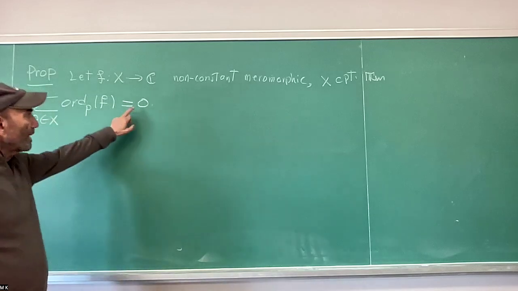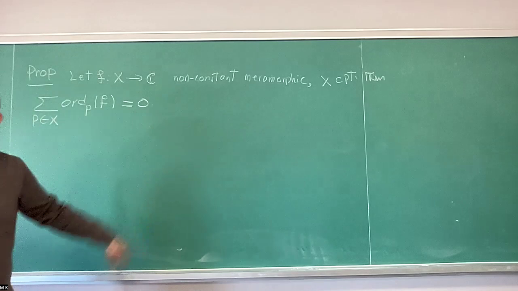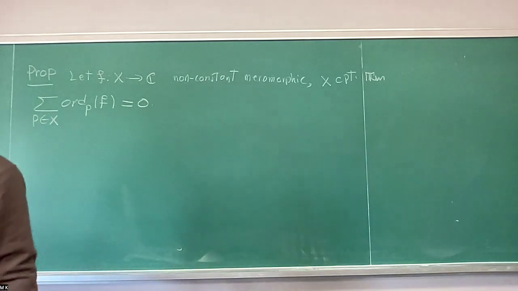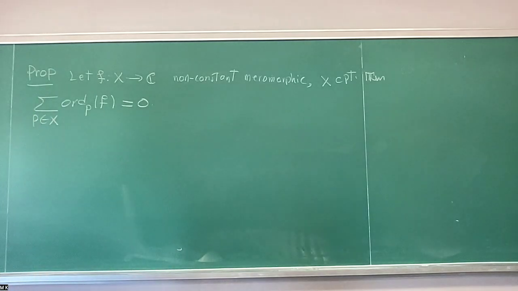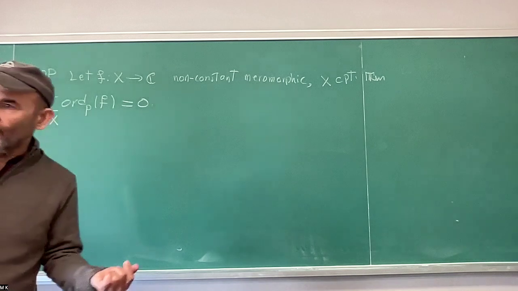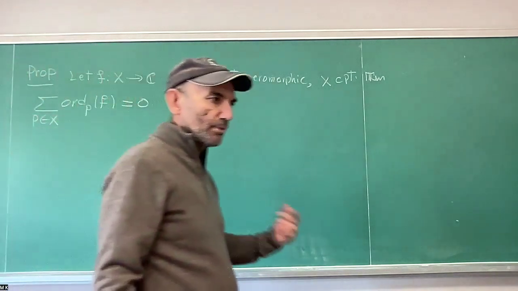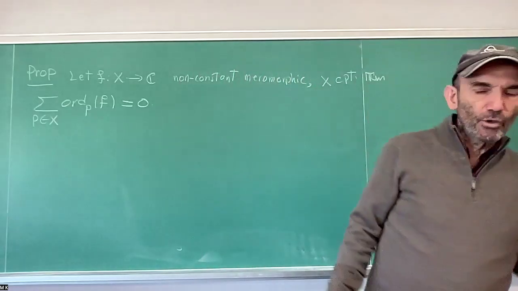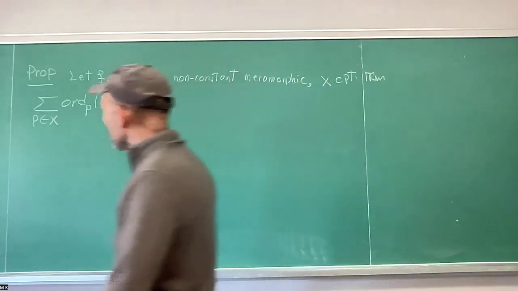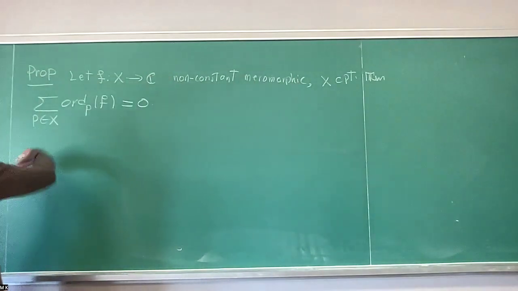And you remember that we checked this formula at least in one case, right? What was the case we checked it? When X was C hat, the Riemann sphere, and f was a rational function on C hat, which is a meromorphic function. And in fact, these are all the meromorphic functions, right? In that case, we checked it, but now this is much more general.